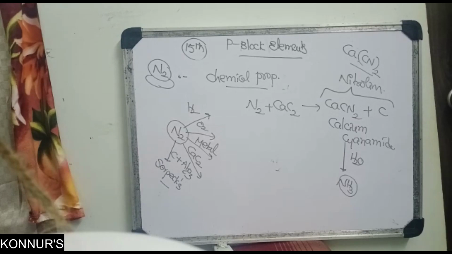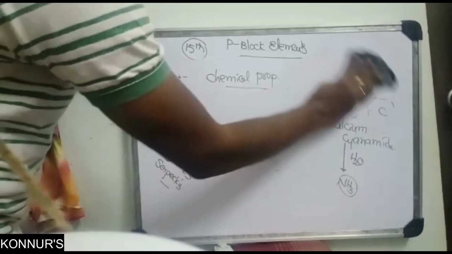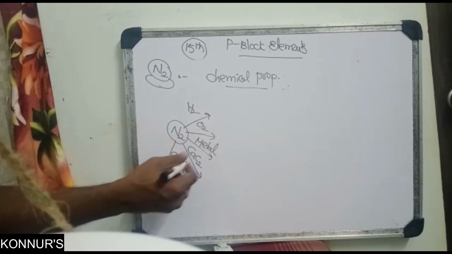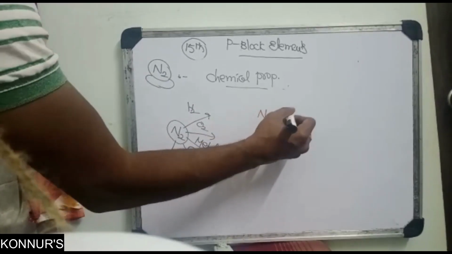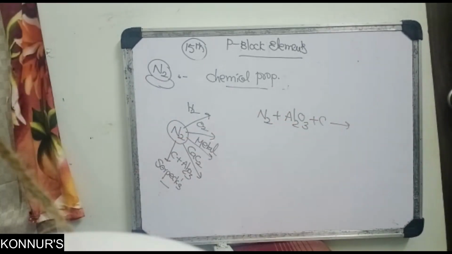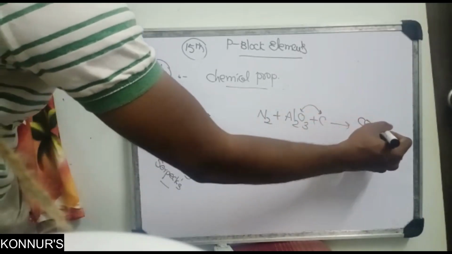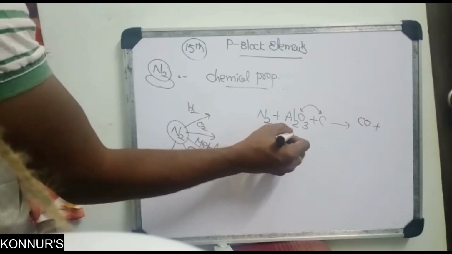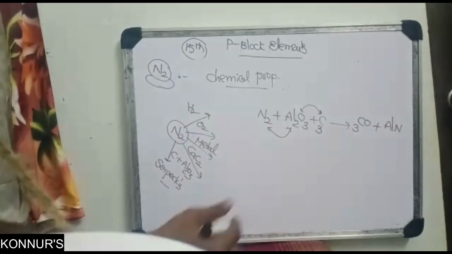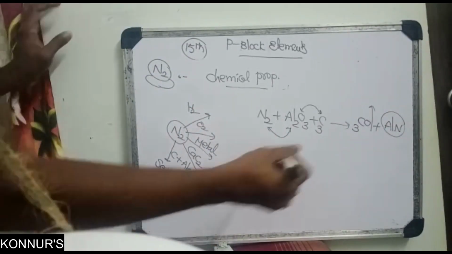Next, here another important one, the Serpex process. Al2O3 is nothing but bauxite. So purification of bauxite, one of the methods is the Serpex process. In this, nitrogen reacts with Al2O3 in the presence of carbon. So then what happens? Carbon takes the oxygen. So carbon monoxide is going outside, aluminium combining with nitrogen. So you are getting AlN. Carbon monoxide is going outside, you are getting pure AlN, solid.